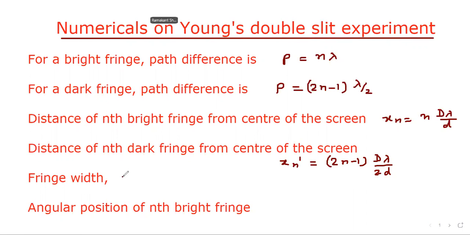Now, fringe width beta is given by lambda capital D upon small d. Angular position of nth bright fringe is given by theta n, which will be equal to xn upon D. So from here, D will be divided, so n lambda divided by d will be left.